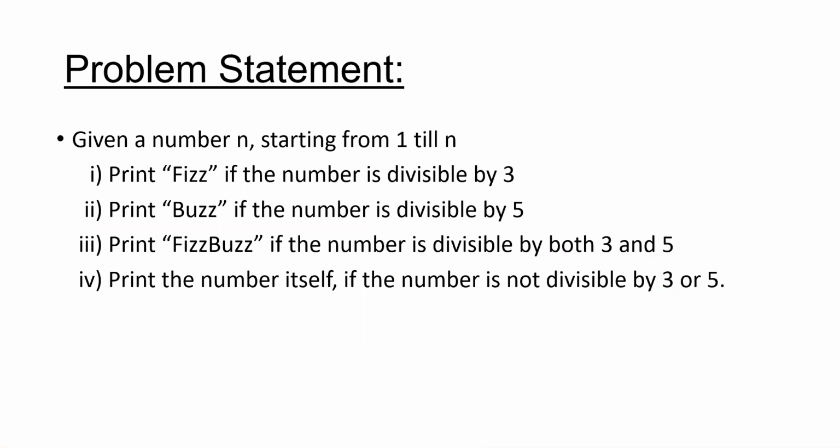We are given a number n, starting from 1 till n. We need to print fizz if the number is divisible by 3, print buzz if the number is divisible by 5, and print FizzBuzz if the number is divisible by both 3 and 5. And we will print the number itself if none of the above conditions meets, right? So let us write the Java program for this now.